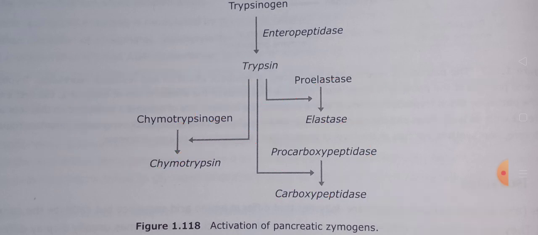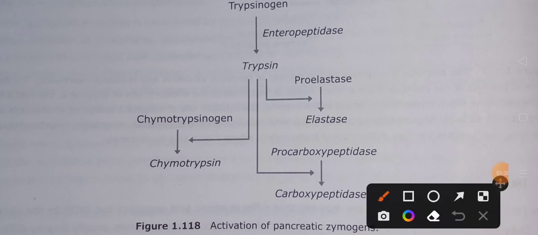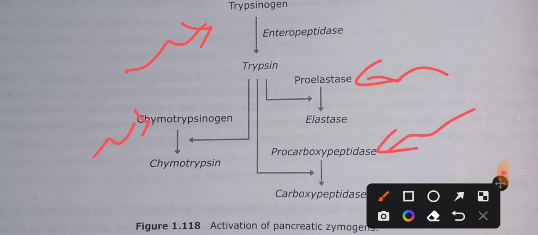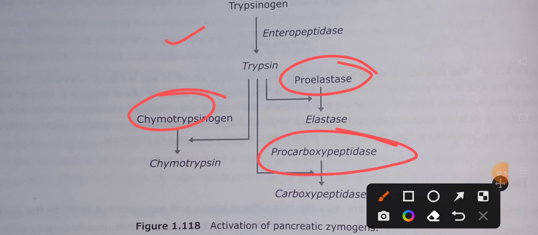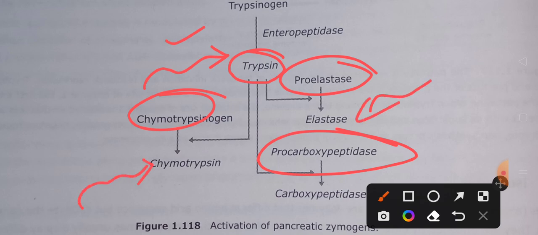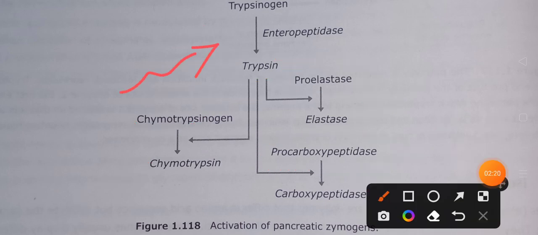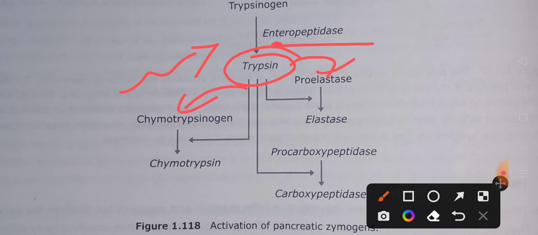There are various types of proteolytic enzymes that are zymogens in their initial form when they are synthesized. For example, trypsinogen, chymotrypsinogen, proelastase, and procarboxypeptidase are examples of zymogens, and they are converted into their active forms after being cleaved with the help of various types of enzymes. For example, in the duodenum, these zymogens are converted into their active forms: trypsin in the case of trypsinogen, elastase in the case of proelastase, chymotrypsin in the case of chymotrypsinogen, and carboxypeptidase in the case of procarboxypeptidase. If you have noticed, trypsinogen is activated by enteropeptidase, and now this trypsin is activating other enzymes in the duodenum.